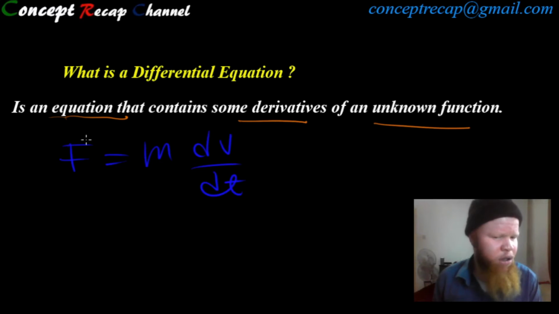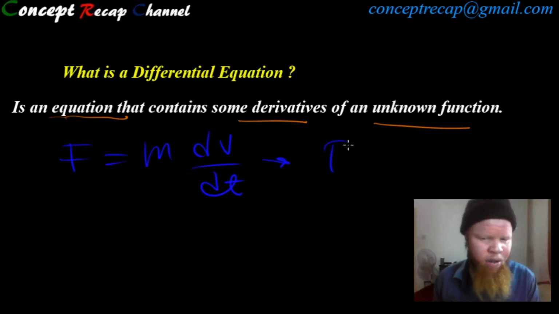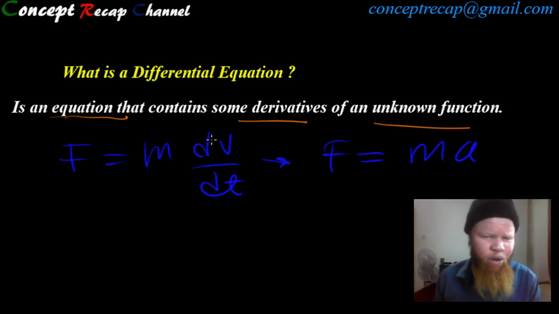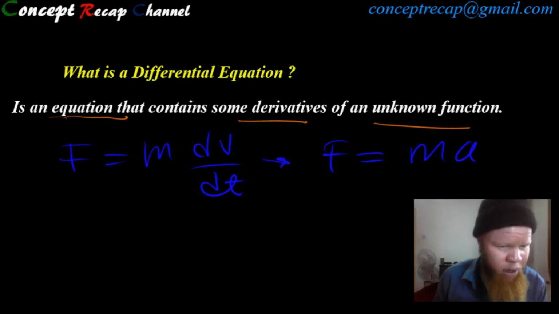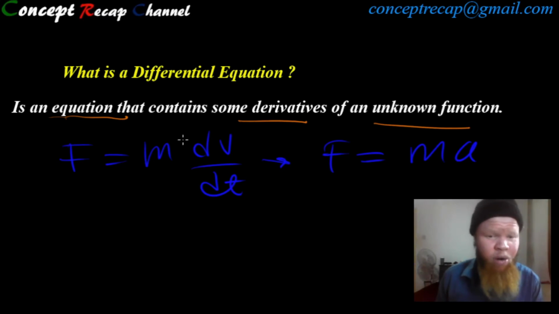You have dv/dt, which is the differentiation of velocity with respect to time, and that gives you acceleration. This is again written as F equals ma. Mass times acceleration gives you the net force. This is from physics, the law of motion. It's just an example of what a differential equation is, and you can see how important it is in science. Now let's look at the types of differential equations.